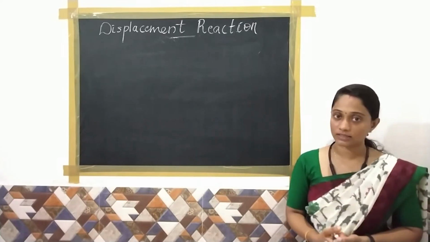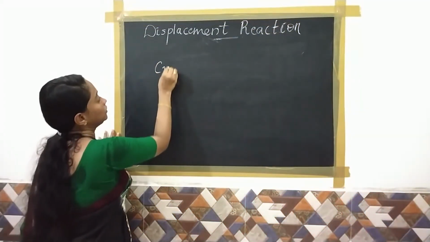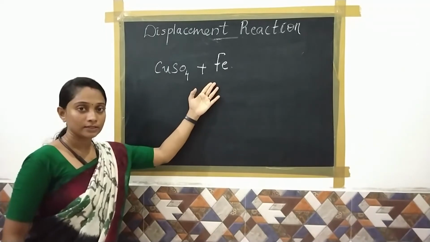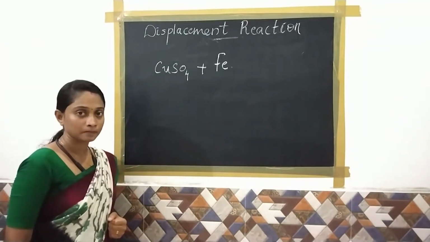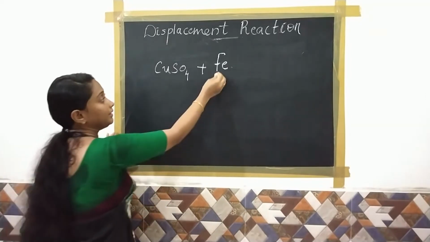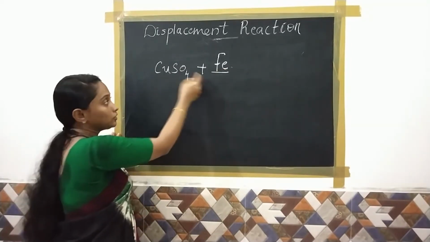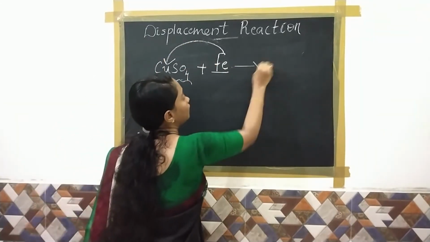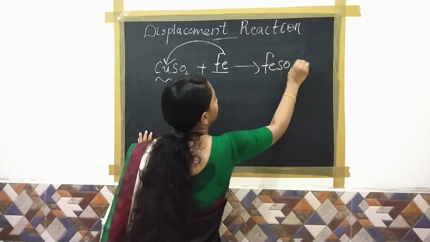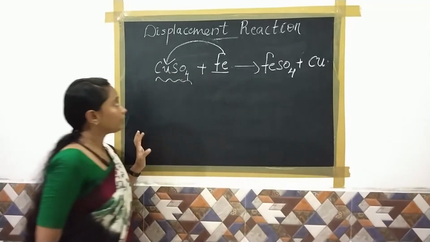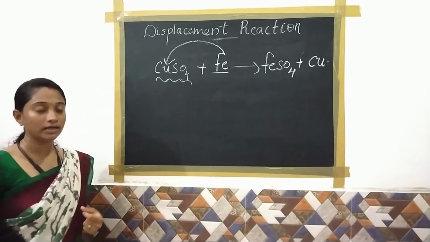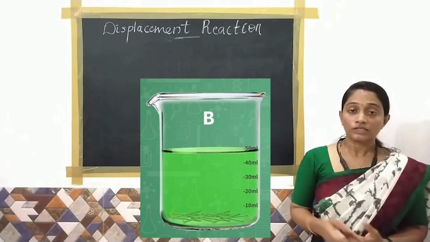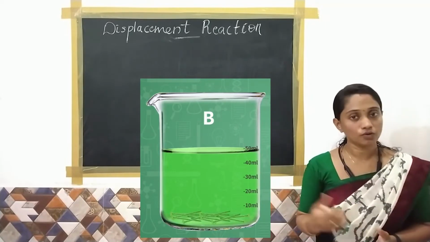Okay, let us see the chemical reaction. Here, we are taking the copper sulfate solution and adding iron nails. Iron is a metal and in copper sulfate, copper is a metal. Which one is more reactive? Here, iron is more reactive than copper. So, it easily displaces the place of copper in copper sulfate and forms iron sulfate and copper. This copper sulfate is blue in color and this iron sulfate is a green solution. So this is the reason why the blue color solution is changed to green color.